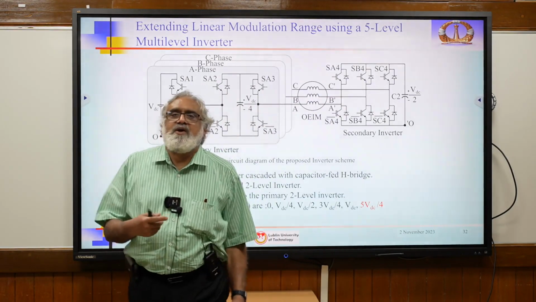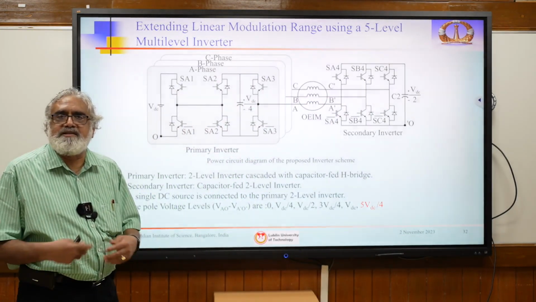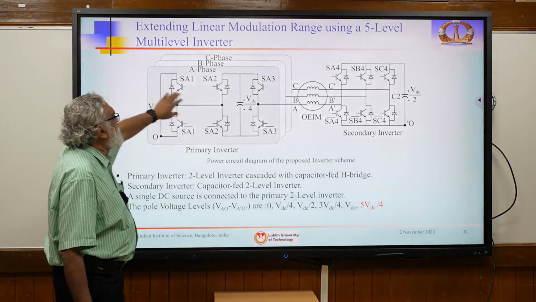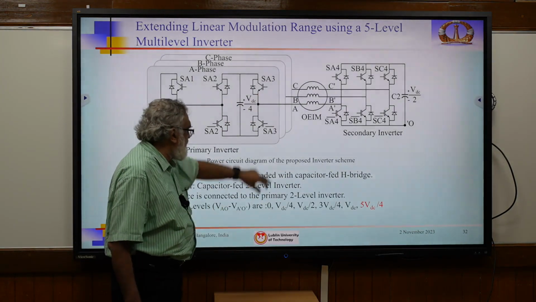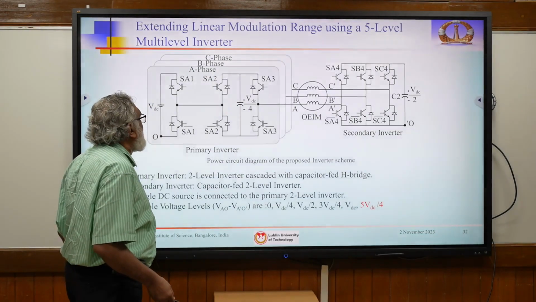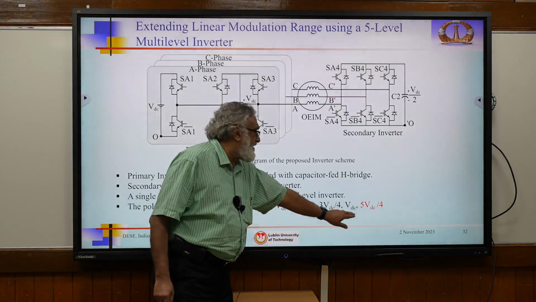Now the neutral is open, we can feed from both sides. Lot of flexibility is there. So this is a 5-level structure. If you say this is VDC, this is VDC by 4, that is VDC by 2. Across the phase, you can have 5 levels possible. Then the maximum level in a phase is VDC.